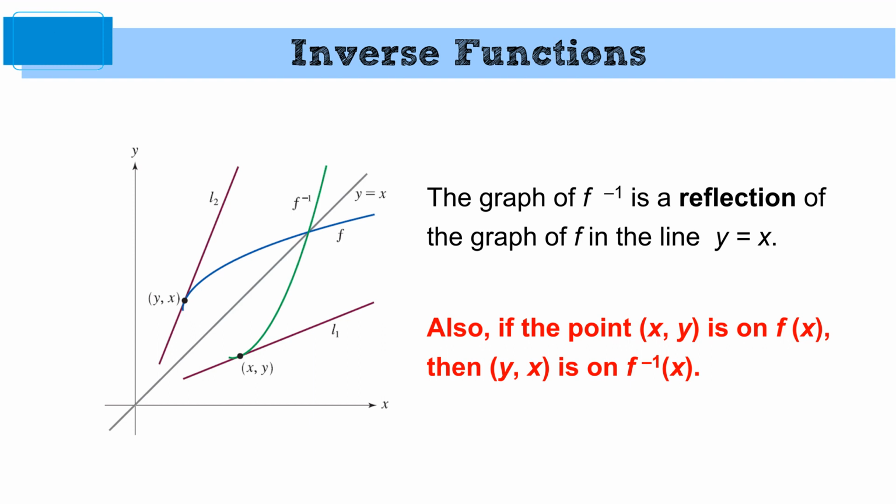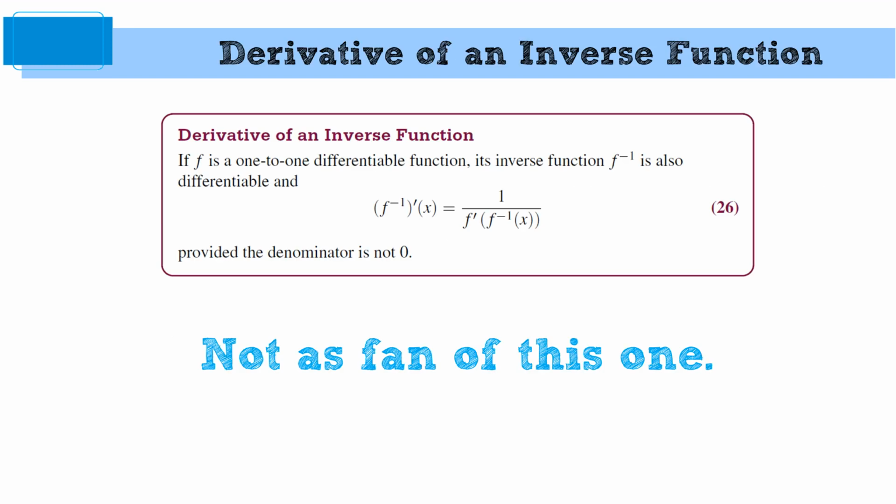Initially, I'm going to show you what the example looks like if you use the formula. Okay, so the formula is that guy right there. If I want the derivative of the inverse of f at x, it's the reciprocal of the derivative of f at the inverse. So that doesn't even make any sense to me.